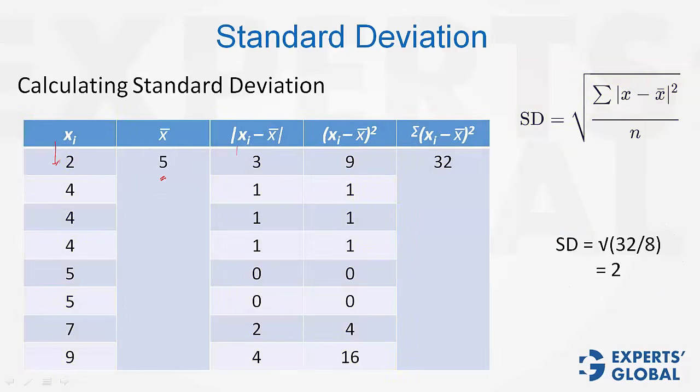Suppose I make everything 1/3. Then everything would become 1/3. In effect, standard deviation would become 1/3.